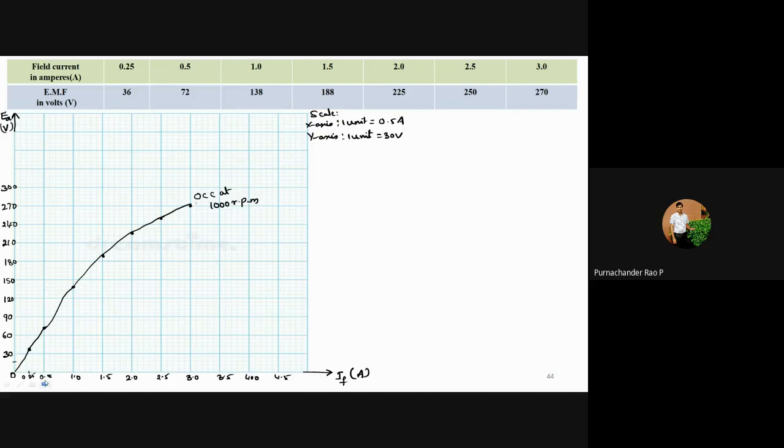Has everyone drawn it? Yes, sir. Okay, after drawing, just use a scale and draw a tangent line to this curve. I'm drawing this with a different color here. We need to draw a tangent line like this. Normally the tangent line comes from here, drawn with a scale. This is your tangent.